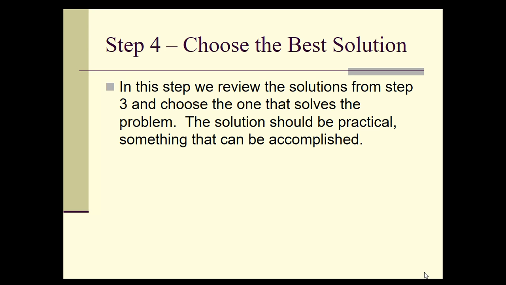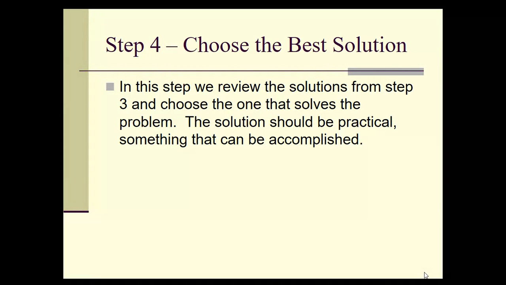Hello. Today we are going to be going over step 4 of the engineering design process, which is choose the best solution. Now, with this, we've completed the first 3 steps up to this point in time. We've defined and clarified the problem, we've researched the problem, and we've generated alternative solutions for the problem. Step 4 is to choose which solution is going to work best.